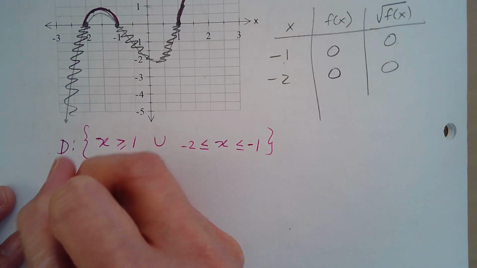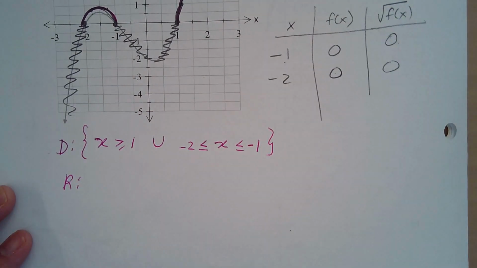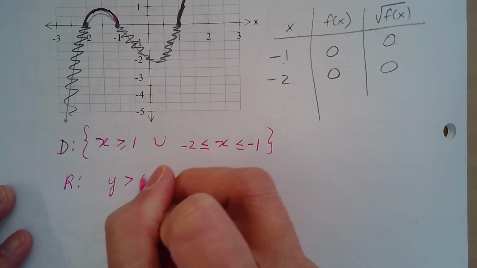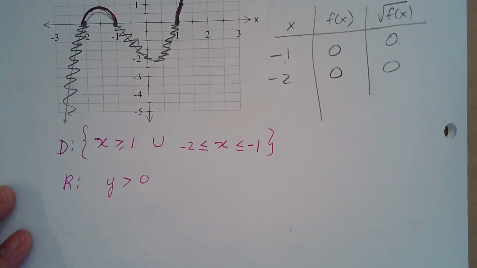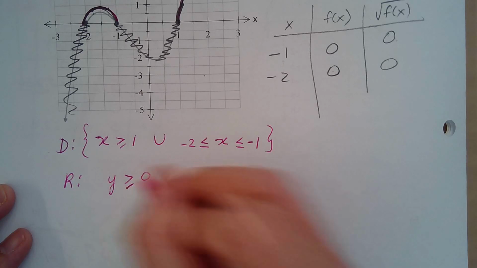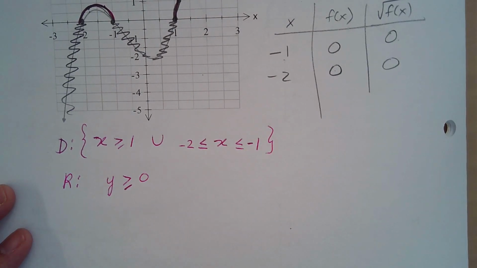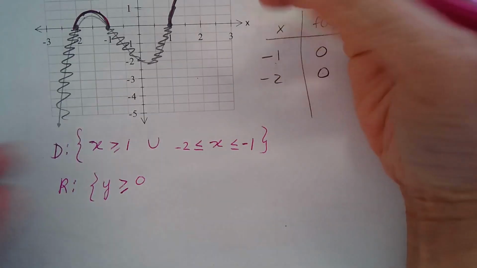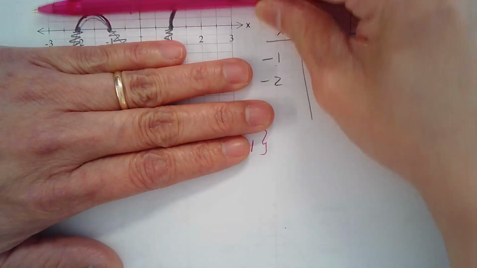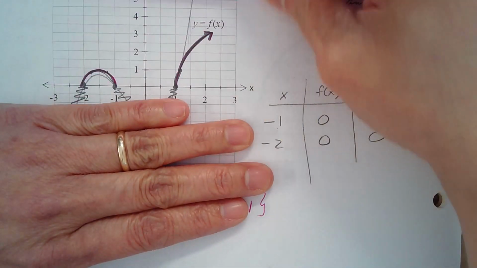What about the range? The range. Yep, y is greater than 0. Anything else? Or equal to 0. Okay. Yeah, because anything here, the y values are 0 and higher.